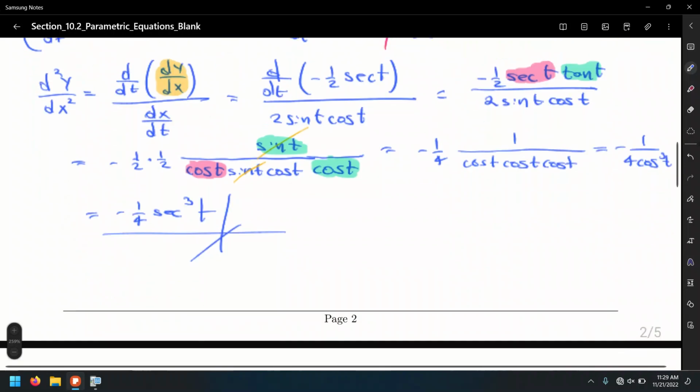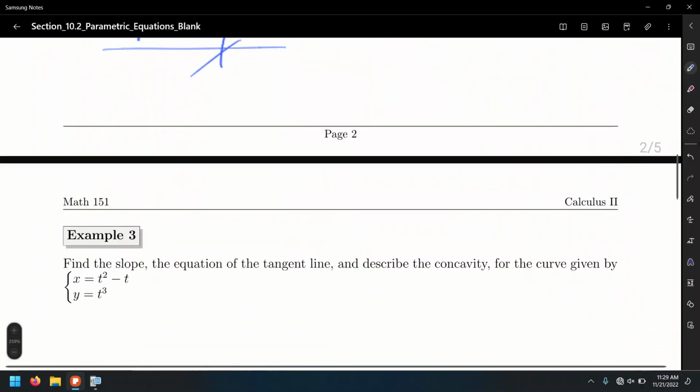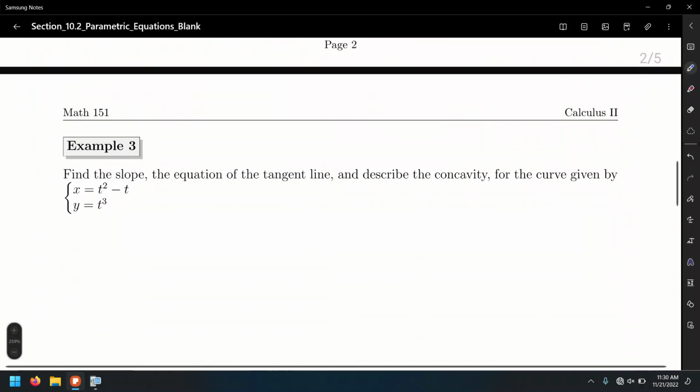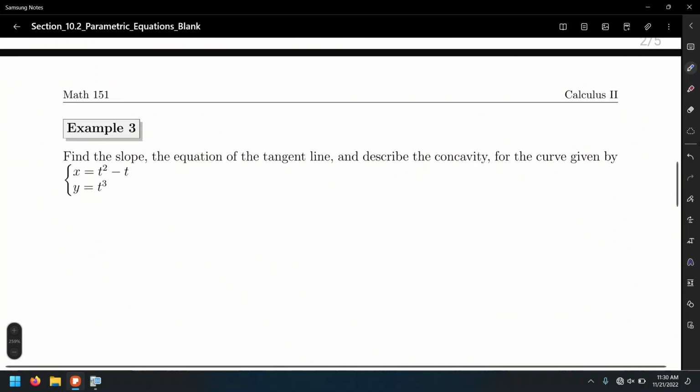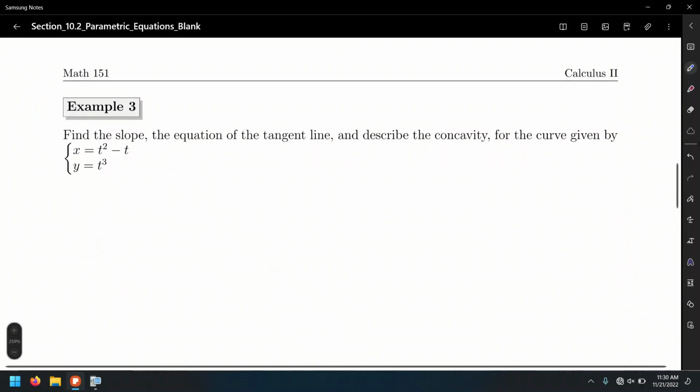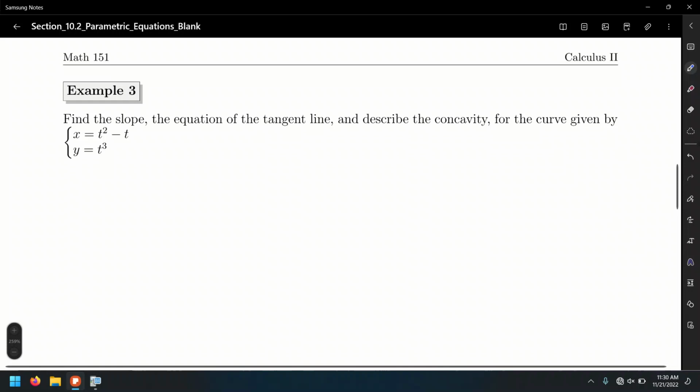Find the slope, the equation of the tangent line, and describe the concavity for the curve given by x equals t squared minus t, and y equals t cubed. All right? So, that's basically a calculus 1 problem in which we are going to look at analyzing the whole function. But in this case, we're going to do this in parametric form. So let's recall all the pieces of information.